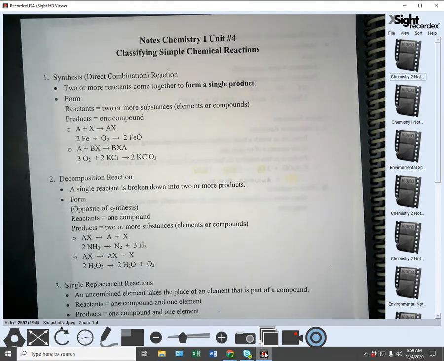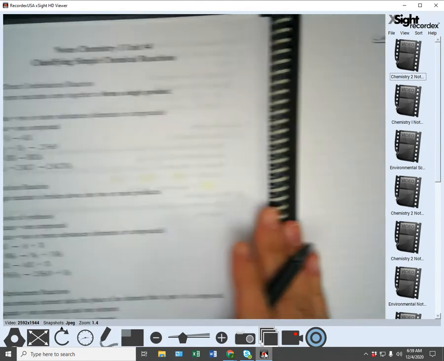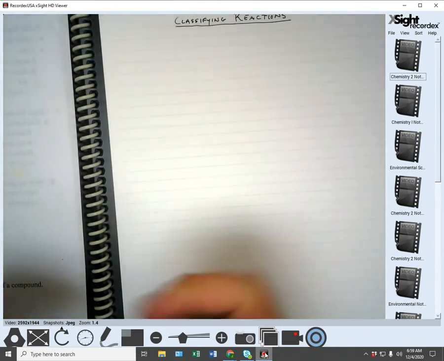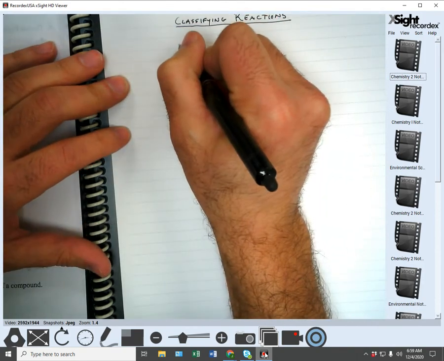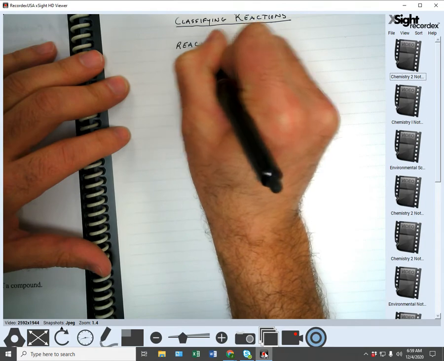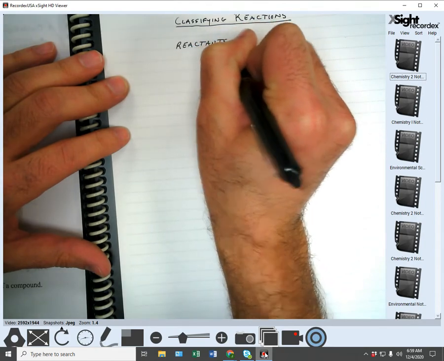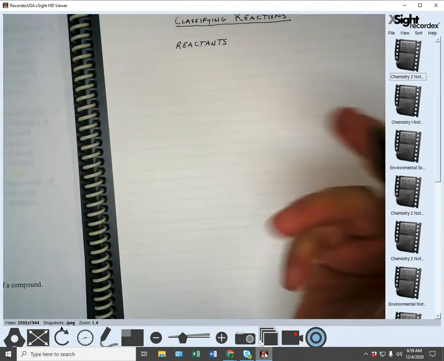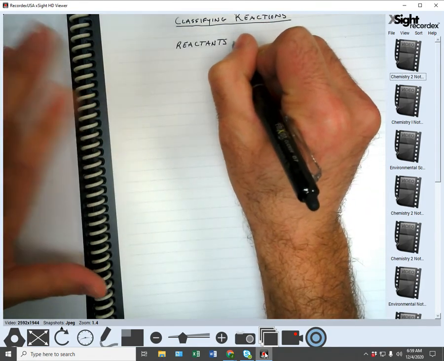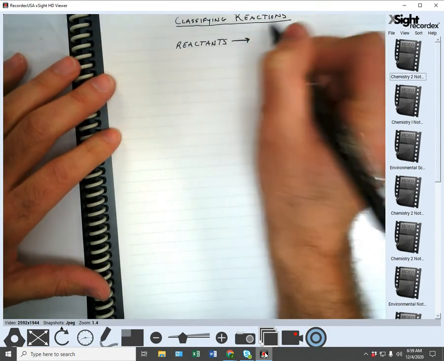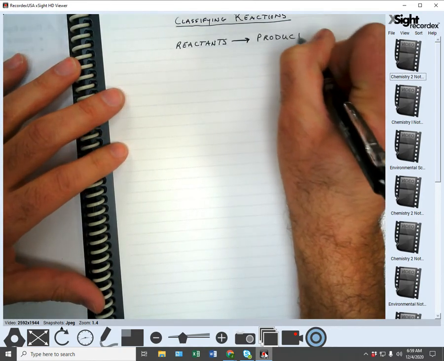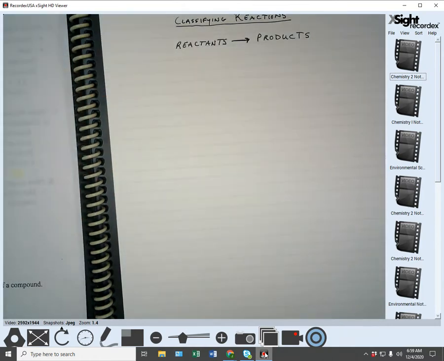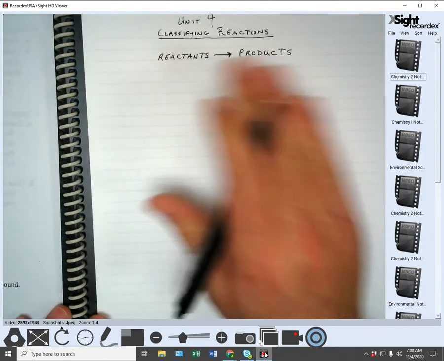All right. So, just a quick reminder for our chemical equations. We have reactants, which are the substances that enter into a reaction, stuff you had before. And those are on the left side of the chemical equation. And then on the right side, we have our products, or whatever's left, whatever's created after the chemical reaction is completed. Okay, so we have reactants on the left side, products on the right side.